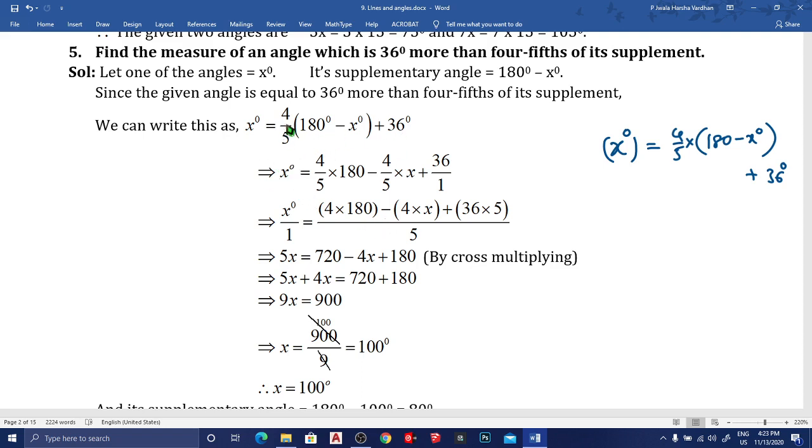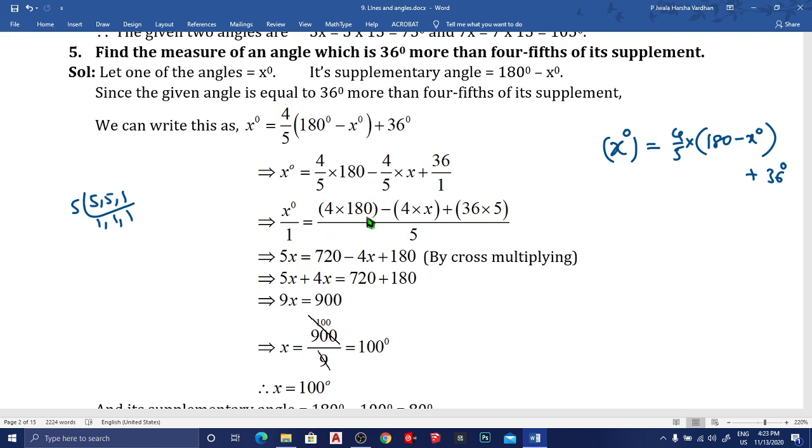So x degrees is equal to 4 by 5 into 180 minus 4 by 5 into x plus 36, you can write as 36 by 1. Now you can take the LCM of the denominators, which is 5 only. LCM of 5, 5, 1 is 5. Now you can write this is x by 1. Okay, 5 can divide 5 one time only, so 5 ones are 5.